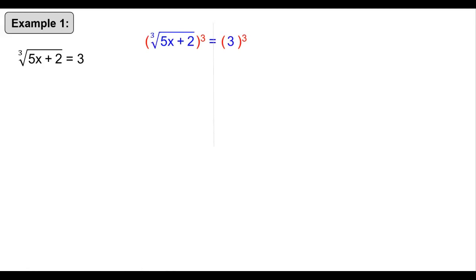So the original is the blue, but I'm going to put cubed on both sides so I can do this. Watch. Scratch that out. Scratch that out. Cube root and cube go away. And now I'm left with just 5x plus 2 on the left. Now, on the right side, the way you say it is 3 cubed.